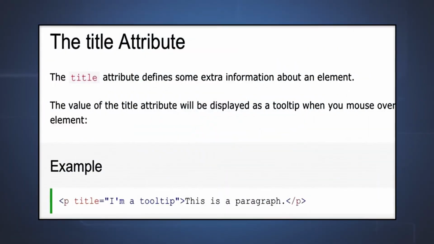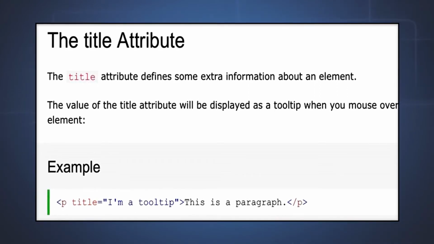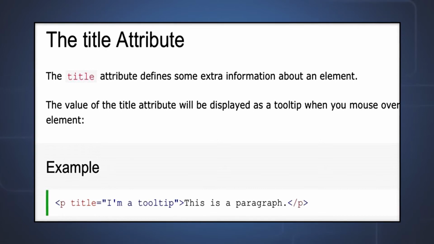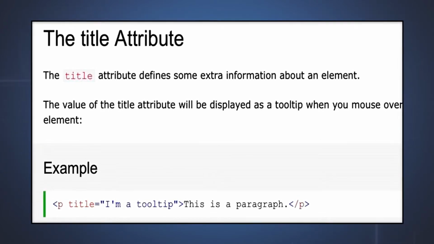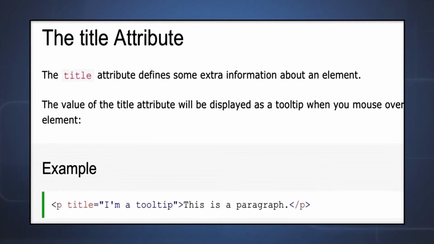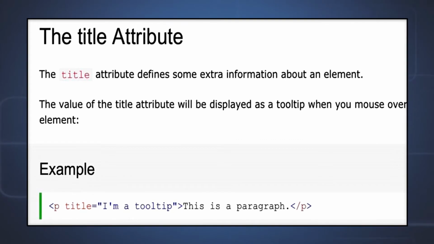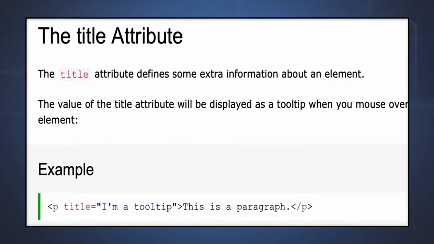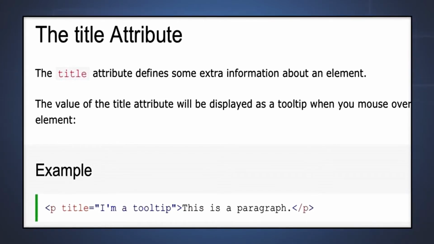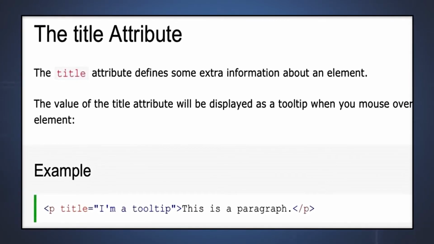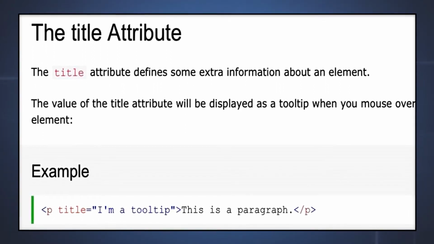So the title attribute defines some extra information about an element. The value of the title attribute will be displayed as a tooltip when you move your mouse over that particular element. For example, we can say that P, that is a paragraph, title is equal to "I am a student of IGNOU". So this can be displayed as the title of your web page and then followed by that text which will form the paragraph.